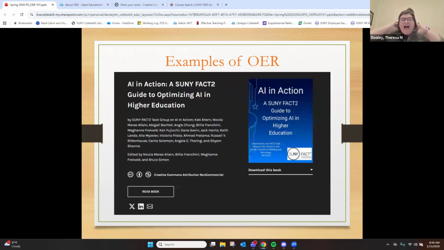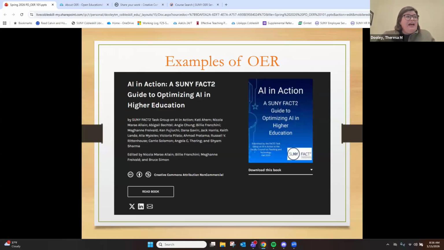So now that I've hopefully gotten you all to understand why OER is important, I'm going to take some time to show you some examples. All right. So this is one that I know people have said to me multiple times. This is actually from the SUNY AI in Action. So if you are involved in AI work anywhere throughout SUNY, you probably have seen this. This is an OER.